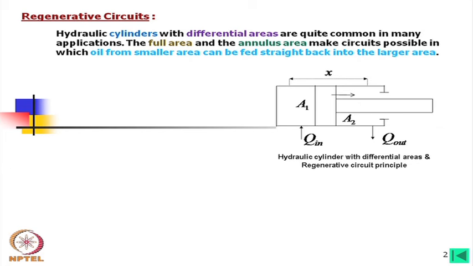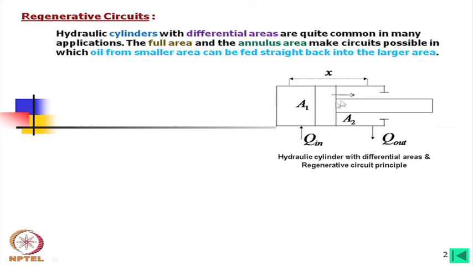Now, if we consider any hydraulic cylinder with differential areas, mostly you will find that on one side there is a rod and on the other side the piston rod is not there, and these are quite common in many applications. The full area and the annulus area make circuits possible in which oil from the smaller area can be fed straight back into the larger area.